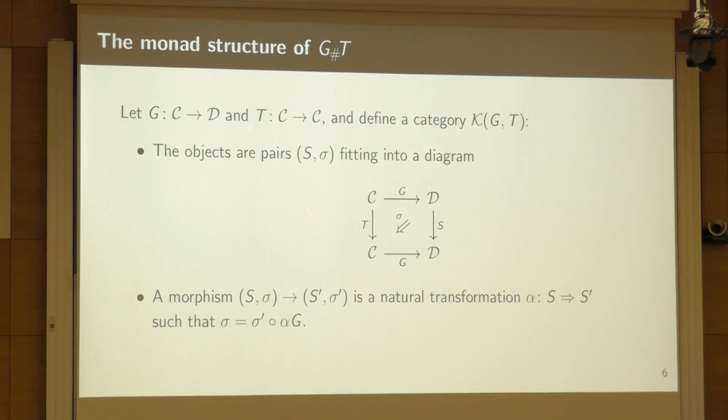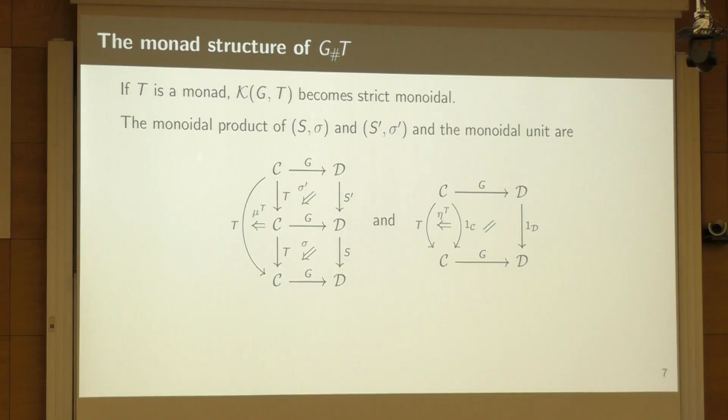Now what am I going to do with this category? Well, so far I haven't assumed that T is a monad. If I assume T is a monad, then I can give it a strict monoidal structure, and that can be done using the multiplication and the unit. And quickly here, this is what the monoidal product of S and S prime would be. I put the two squares together. Of course, I don't have a natural transformation to T yet, but I can use the monad multiplication to get me one. And similarly for the unit of this new monoidal category. Okay, so now I have a monoidal category.